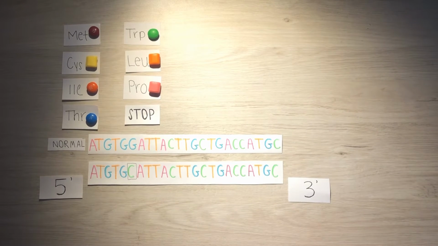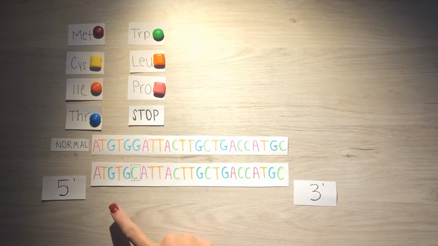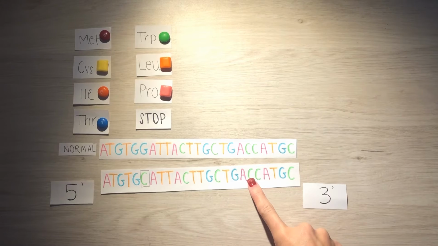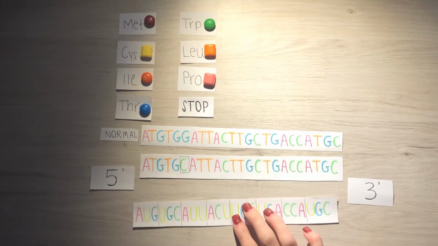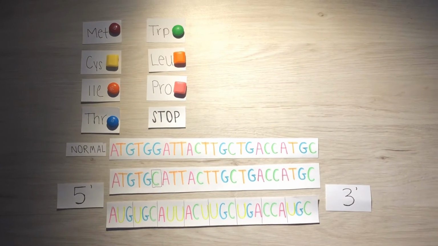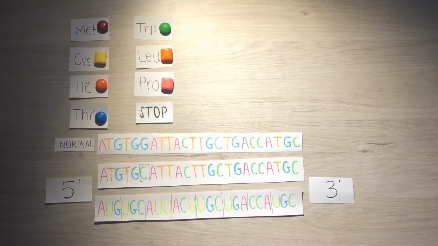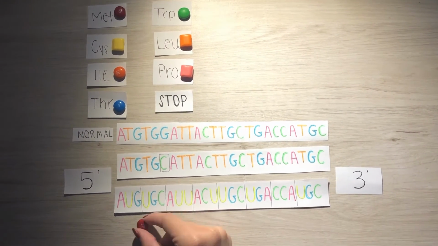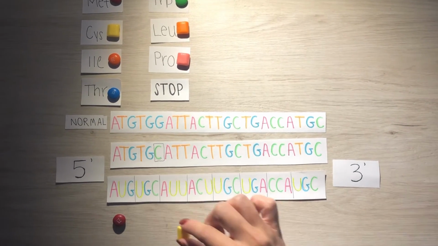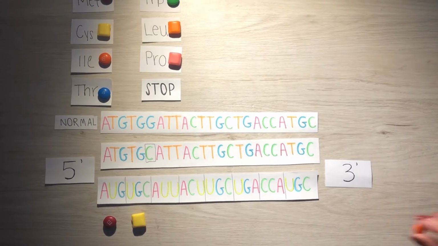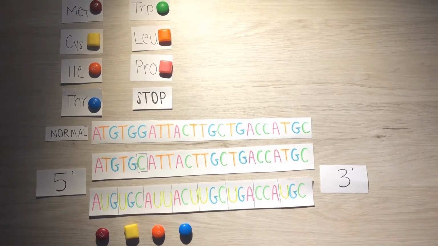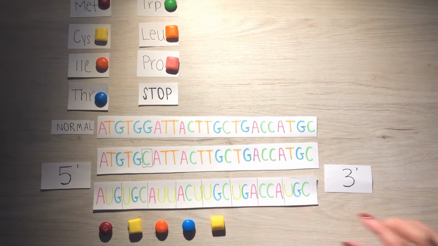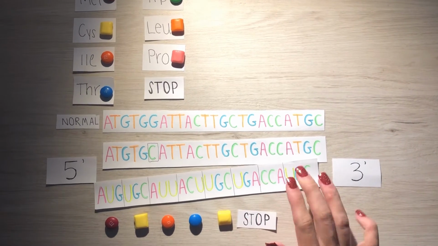So now we're going to move on to our first mutated strand. As you can see, it is also in the 5' to 3' direction, and through the process of transcription, this complementary mRNA strand is produced. So this mRNA strand codes for methionine, cysteine, isoleucine, threonine, cysteine again, and a stop codon.